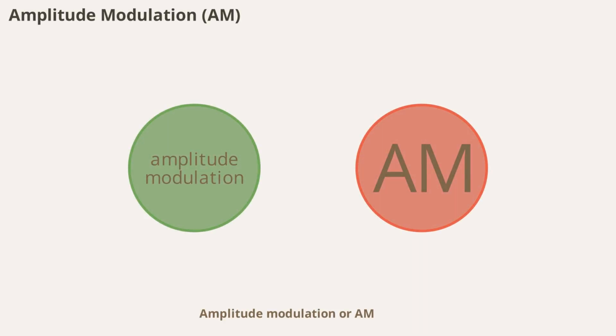Amplitude modulation, or AM, is one of the earliest and most widely used modulation techniques. In AM, the amplitude of the carrier signal is varied in proportion to the information being sent. This method is commonly used in radio broadcasting, where audio signals are transmitted over long distances. While AM is simple and effective, it can be more susceptible to noise and interference compared to other modulation methods.